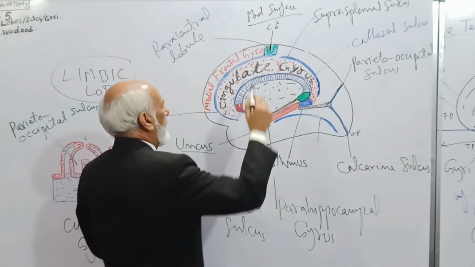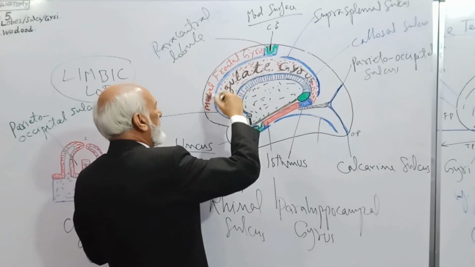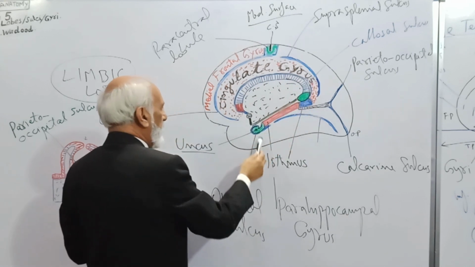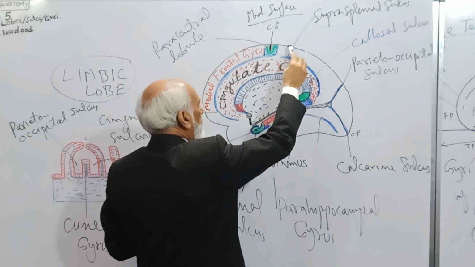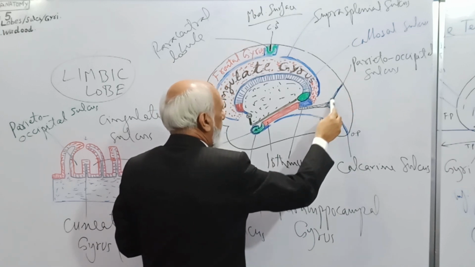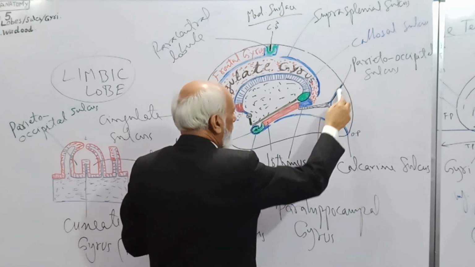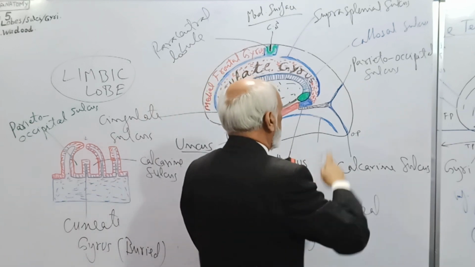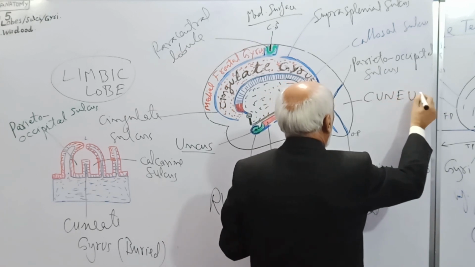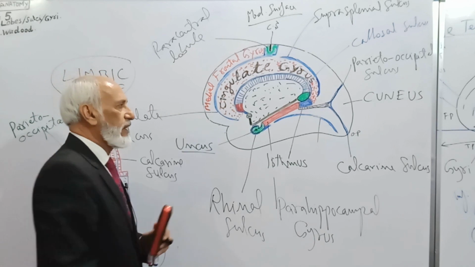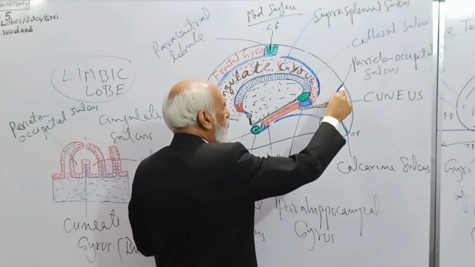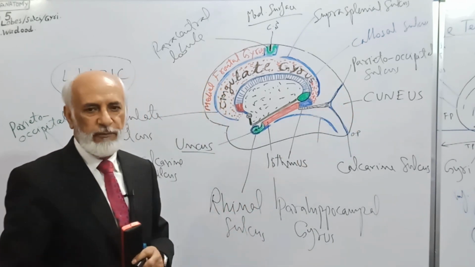Then, now we talk about gyri: medial frontal gyrus, paracentral lobule, cingulate gyrus, isthmus, parahippocampal gyrus, and uncus. Now, between the supromedial border and the suprasplenial sulcus, and then between the parieto-occipital sulcus and calcarine sulcus, can you see this triangular gyrus? This is known as the cuneus. The gyrus bounded by parieto-occipital sulcus, calcarine sulcus, and the posteromedial border is known as cuneus.